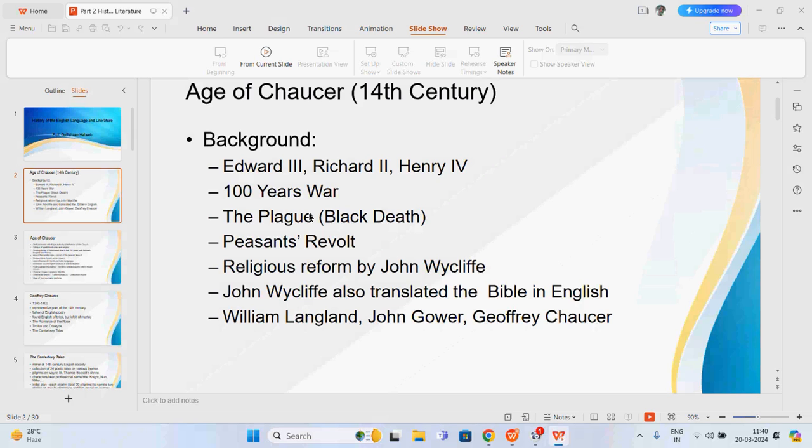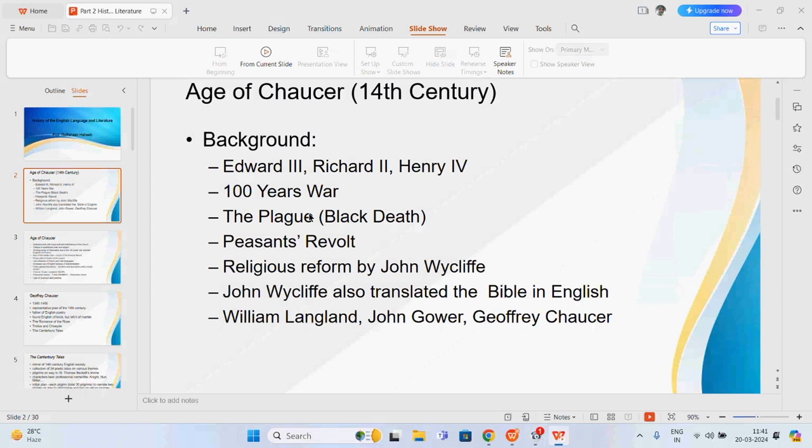There was a lot of corruption in the church, which prompted John Wycliffe to introduce religious reform. John Wycliffe, remember, also translated the Bible into English. Some of the important writers of this period are William Langland, John Gower, and Geoffrey Chaucer. For the purposes of our study, we will be looking at Geoffrey Chaucer.